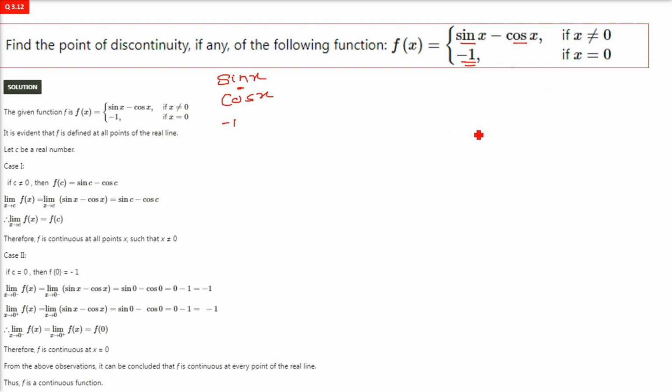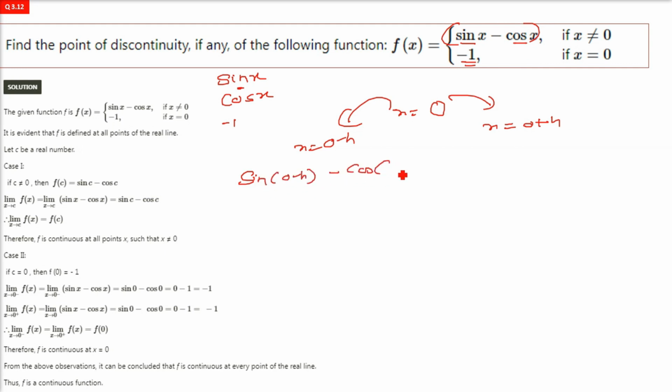But we have to check the continuity or discontinuity at x equals 0. So we'll go on the left, it is 0 minus h, and on the right, it will be 0 plus h. So it will be sin, in place of 0 minus h you can replace it by minus h. So sin(minus h) minus cos(minus h). Here it is minus 1, so you don't have to do anything here, it will remain as a constant. Sin minus theta is minus sin theta, so it is minus sin h. Cos minus theta is plus cos theta, so it will be cos h.